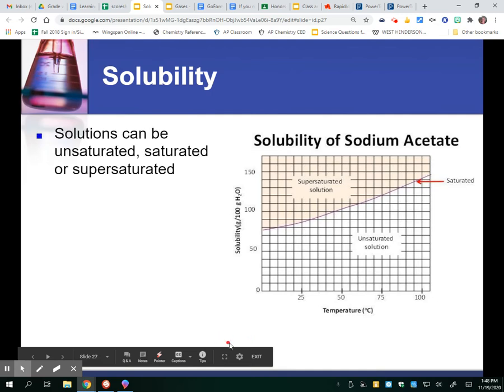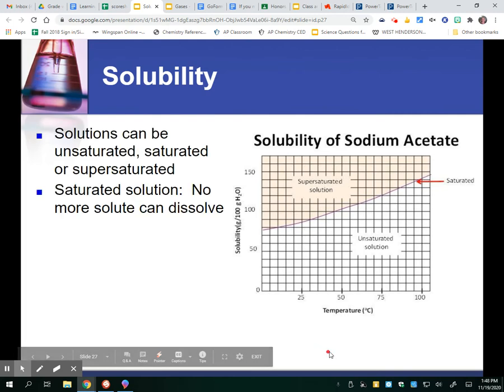All right, so solutions, we can describe them as saturated, unsaturated, or supersaturated. So a saturated solution means that no more solute can dissolve. We've hit its maximum limit. And you've heard the word saturated before. If I were to say this paper towel is thoroughly saturated, that means it's holding the maximum amount of water and it won't pick up any more. So when we talk about a saturated solution, it's holding that maximum amount of solute for that solvent at that temperature.